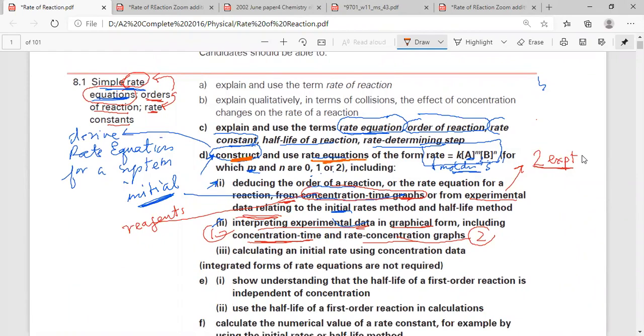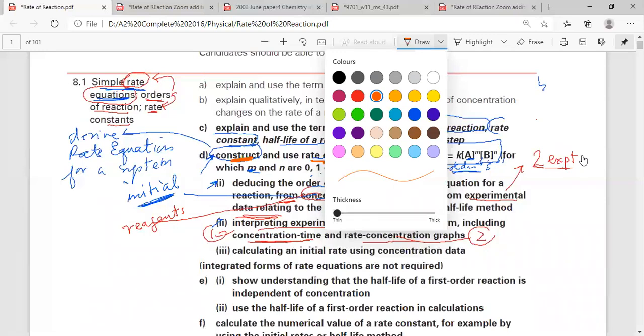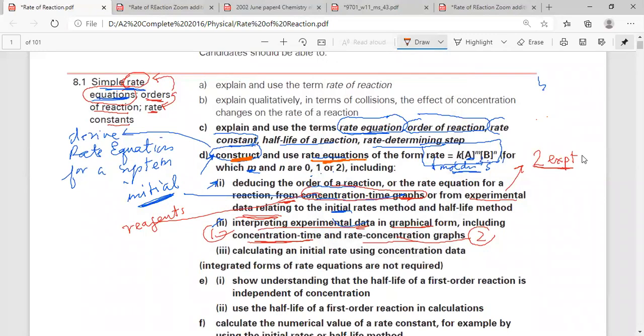I put it smaller, it was a bit big. Okay, from concentration time graphs. Now, very important, this word concentration here is mainly of reagents or reactants. You can put products, but normally they won't give products. Because why?